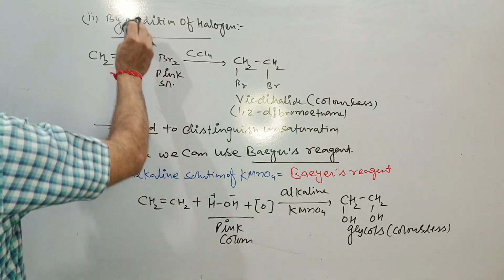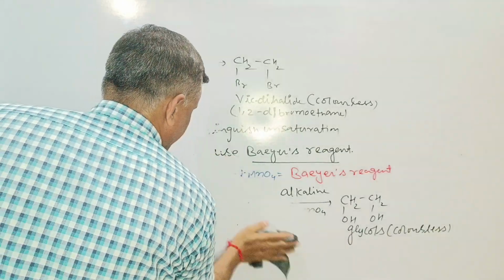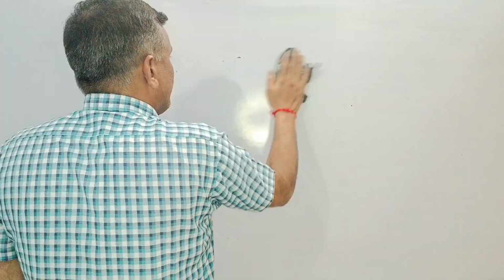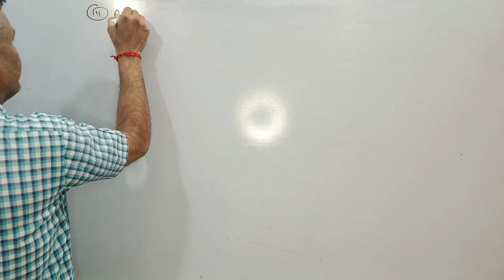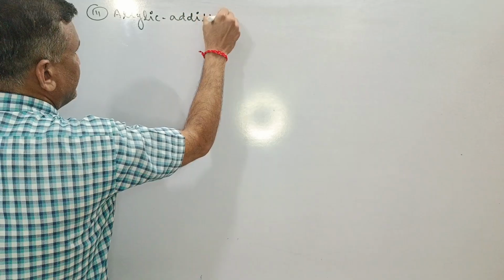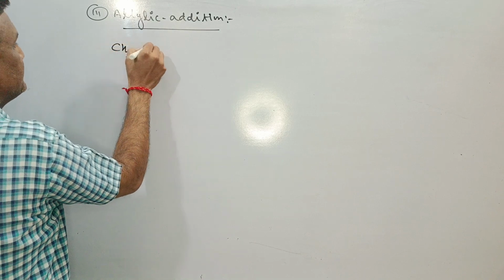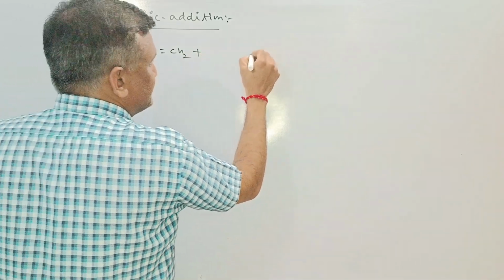Now it's time to discuss the third reaction regarding alkene and alkyne. What is that? That is allylic addition. This is a very important reaction. The third part is allylic addition. Suppose there is propene, CH3-CH=CH2, and the temperature is around 773 Kelvin.